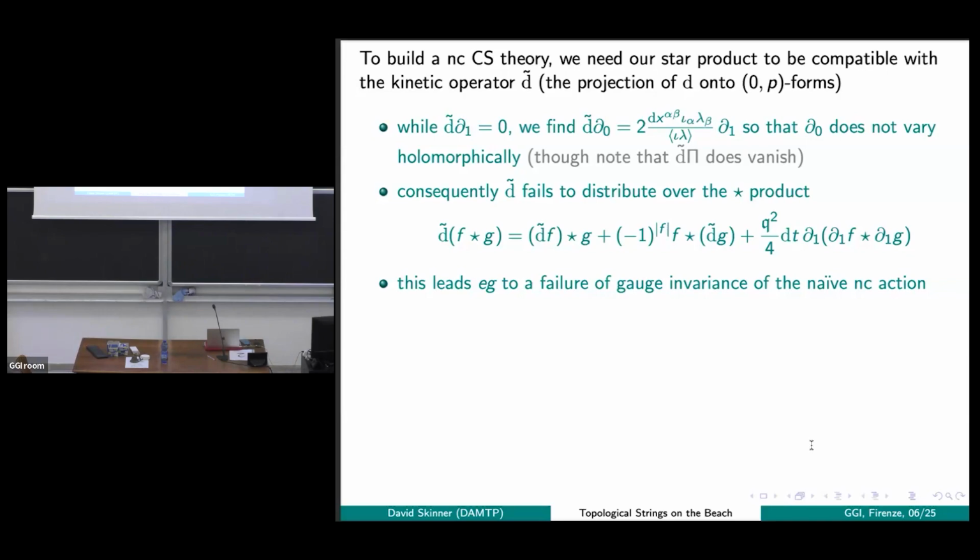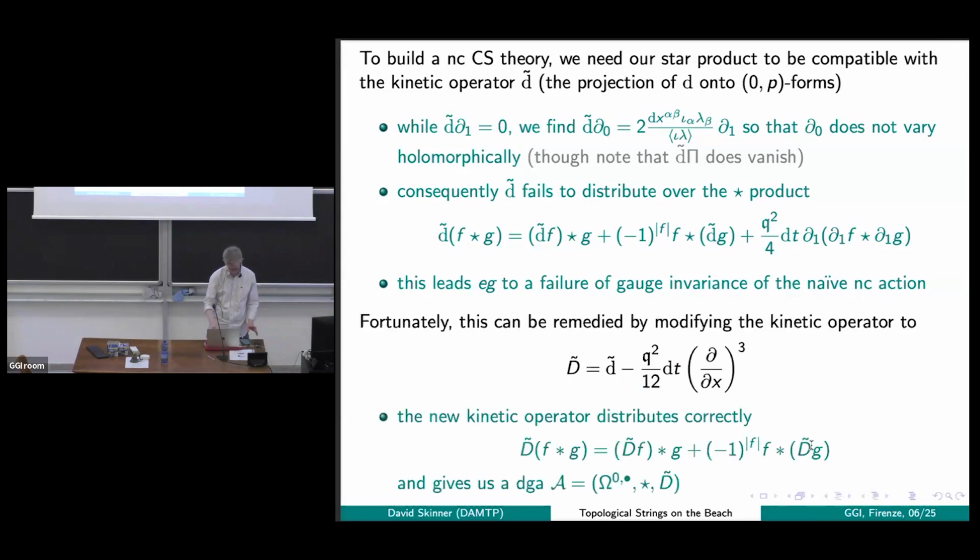With these vector fields, it turns out that at fixed x, this vector field that differentiates in the spectral parameter direction isn't holomorphic. It doesn't vary holomorphically. And that leads to this failure of distributivity of the kinetic operator over the star product. And that would mean that if I just tried to use this star product to build a non-commutative Chern-Simons theory, it simply wouldn't be gauge invariant. It simply wouldn't make any sense. The classical equations of motion wouldn't be what you want them to be. Nothing would work. Fortunately, you can modify this not by changing the star product, but by changing the kinetic operator.